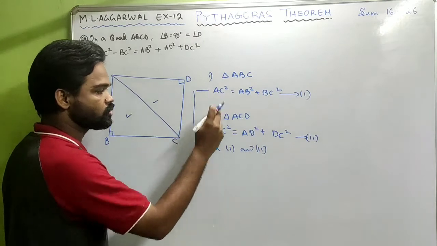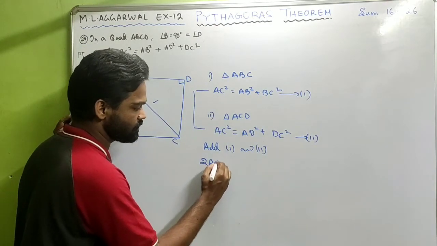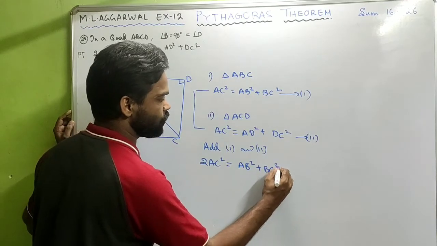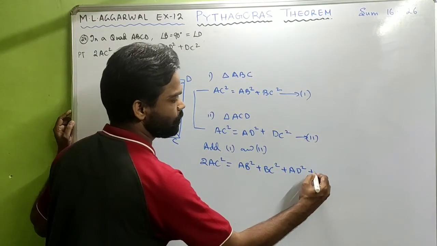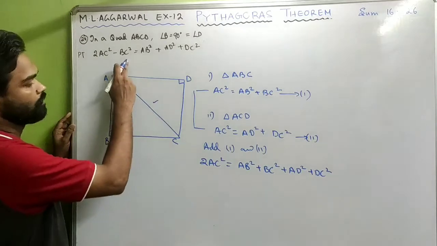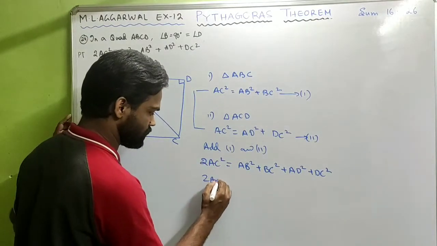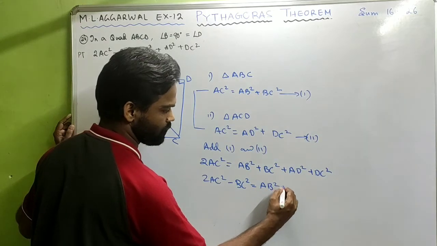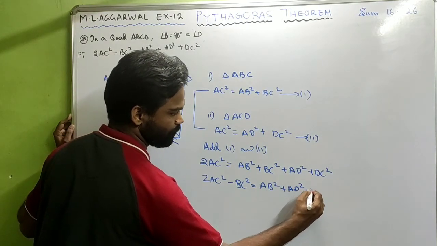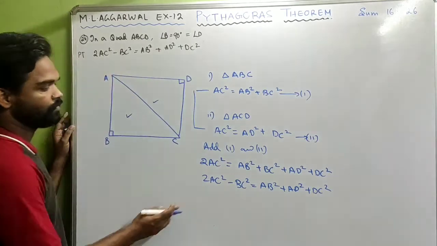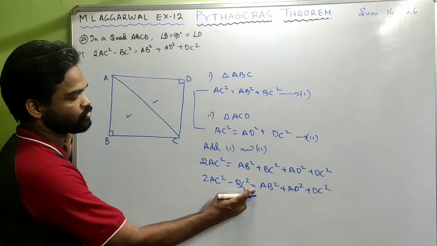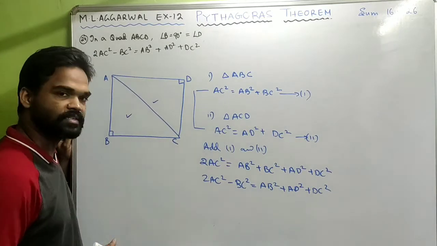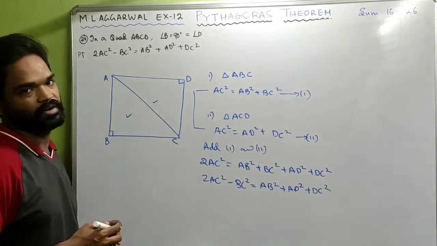What do you get? AC square plus AC square is twice AC square, which is equal to AB square plus BC square plus AD square plus DC square. We'll bring BC square on this side. So twice AC square minus BC square equals AB square plus AD square plus DC square. Look carefully. Pretty easy. Now let us look at the next sum.